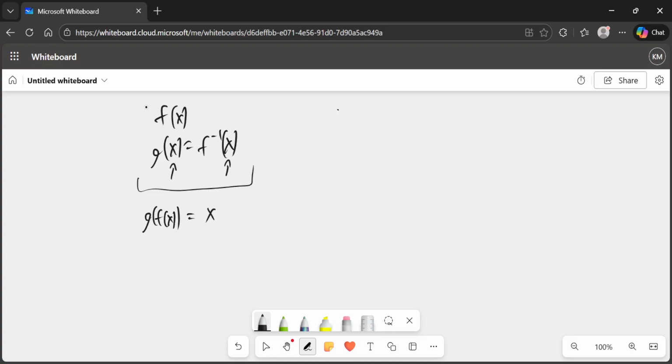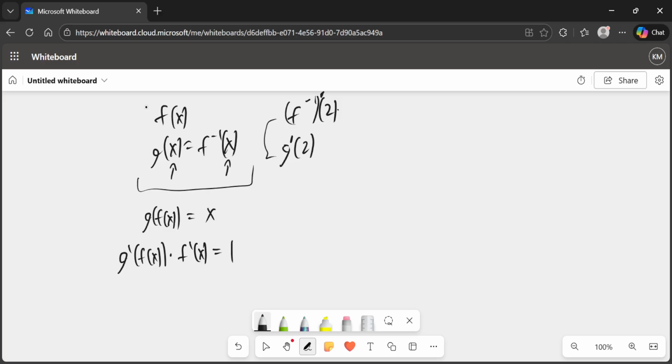Now if you take the derivative of both sides, you'll get from here the chain rule, right? If we take the derivative with respect to x on both sides. So let's say the problem is like f inverse of 2, right? Well, that's the same as g of 2, right? Or the derivative of the inverse at 2 is equal to g prime of 2, right?